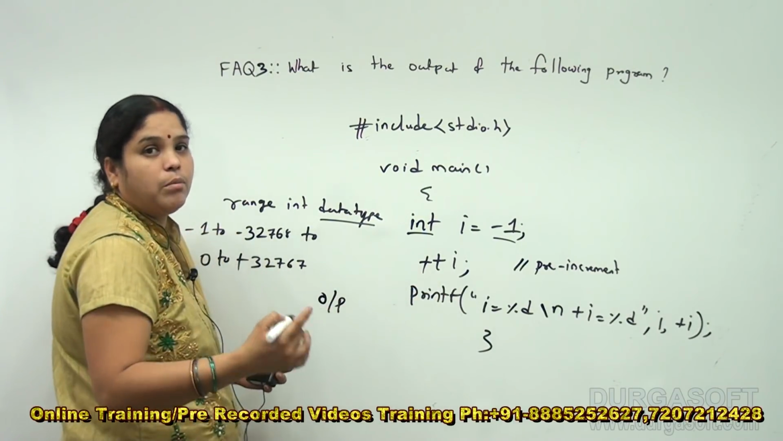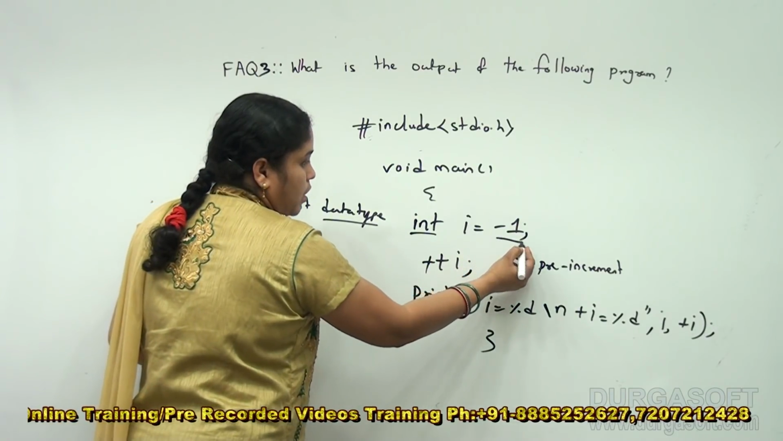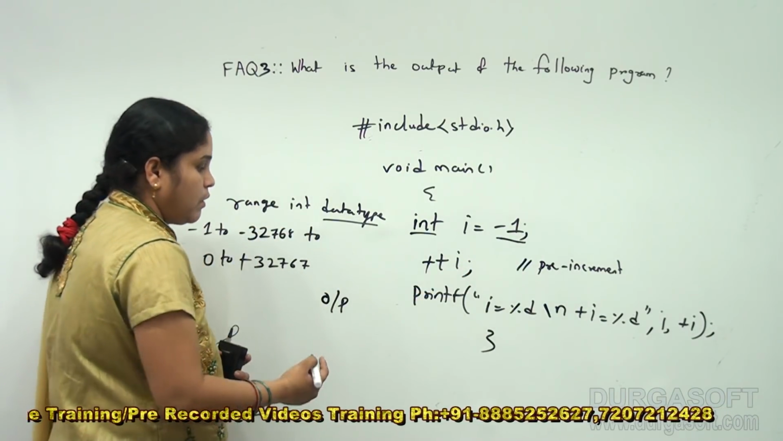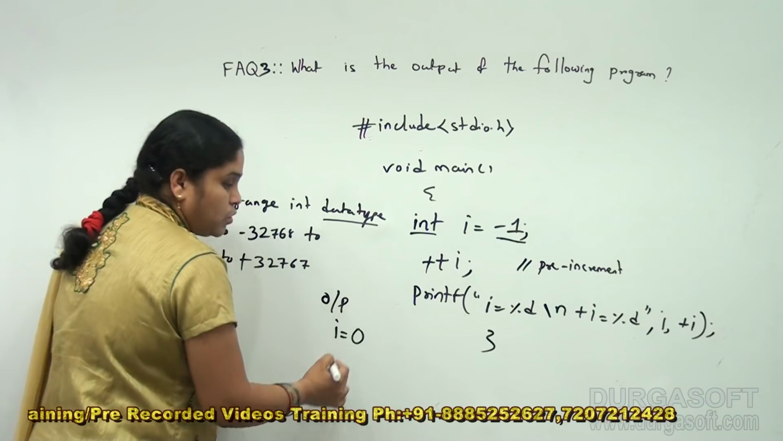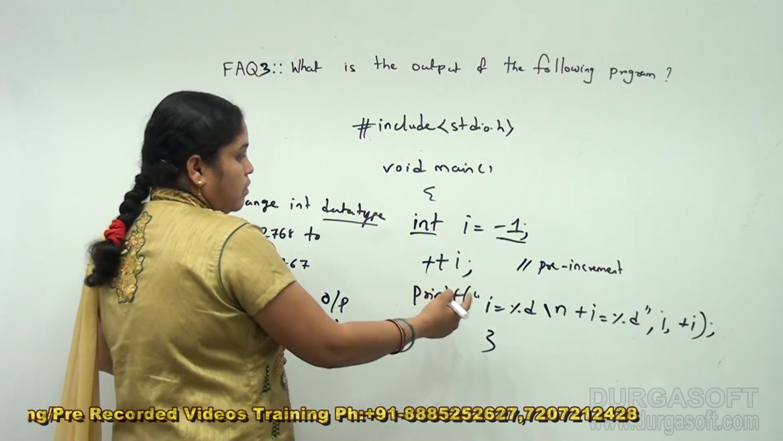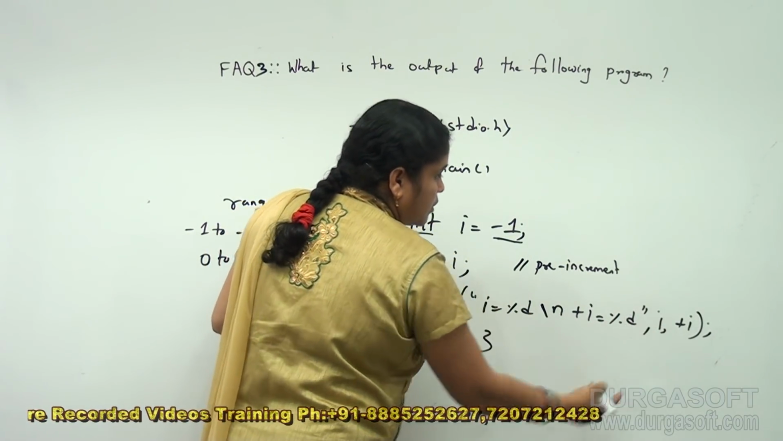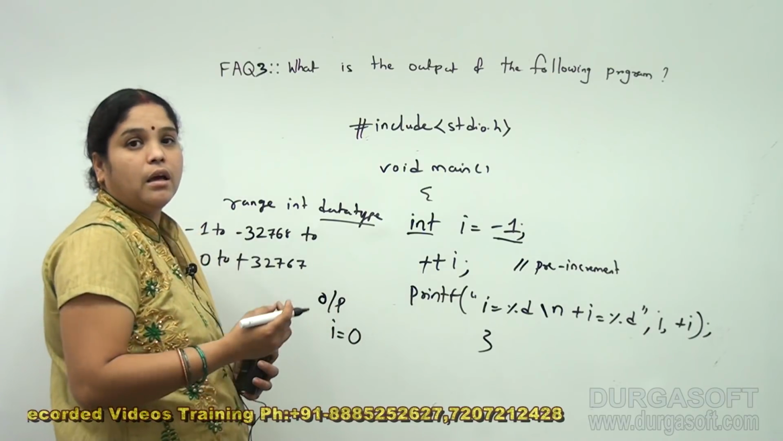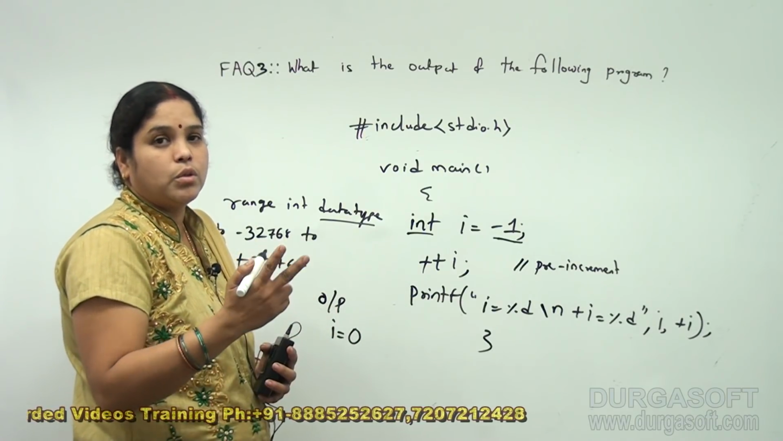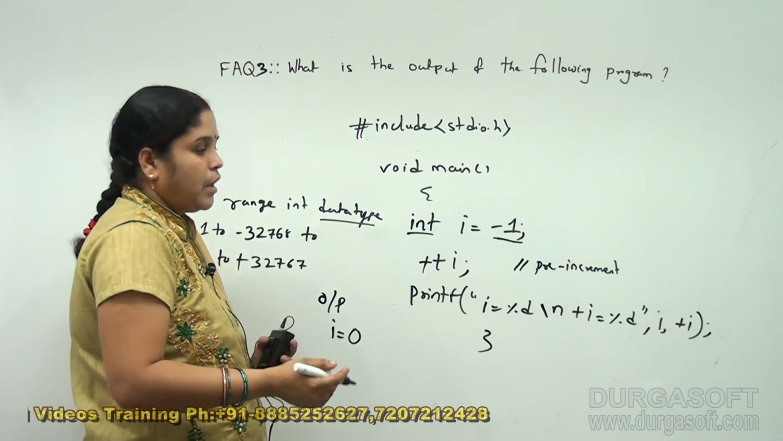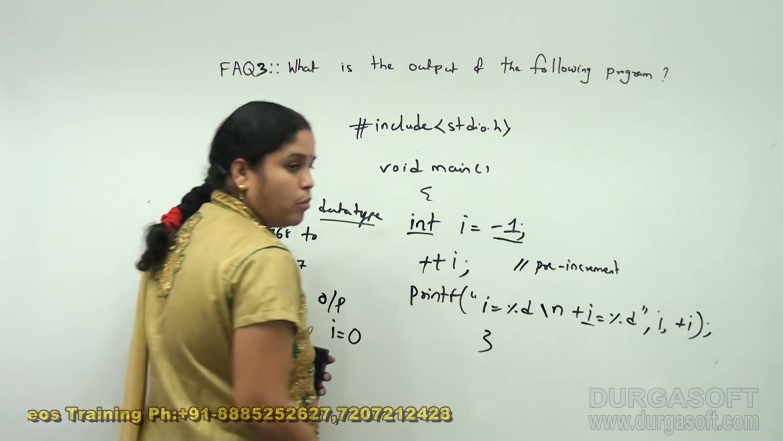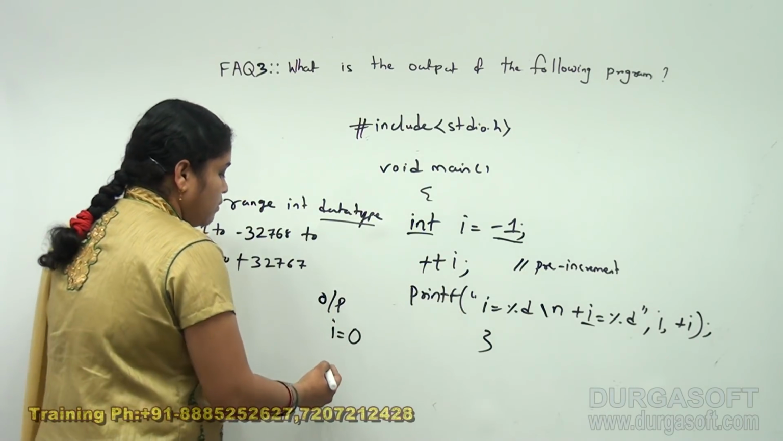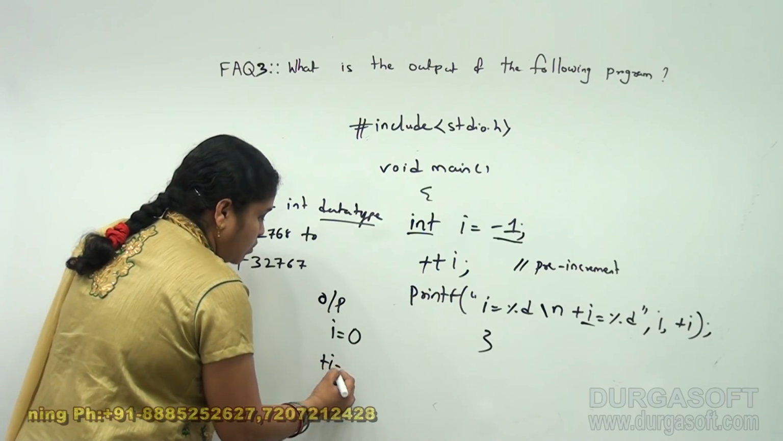++ means increment by 1. The actual value of i is -1, so you get i equal to 0. Then you are printing ++i. Plus is an arithmetic operator using 2 operands, but I am using only 1 operand, i. So here also it will display the ++i value as 0.